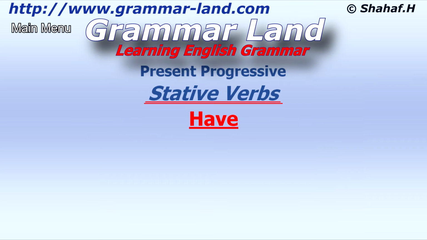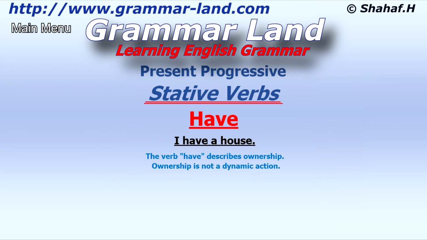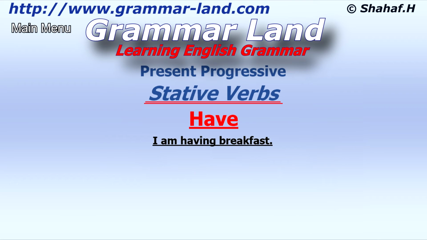The verb have. I have a house. In this case, the verb have describes ownership. I own a house. Ownership is not a dynamic action, therefore, we refer to it as one of the stative verbs. I am having breakfast. In this case, the action is dynamic. I am eating. The verb have, here, is not a stative verb, so we refer to it in the regular way of present progressive, I am having breakfast now.